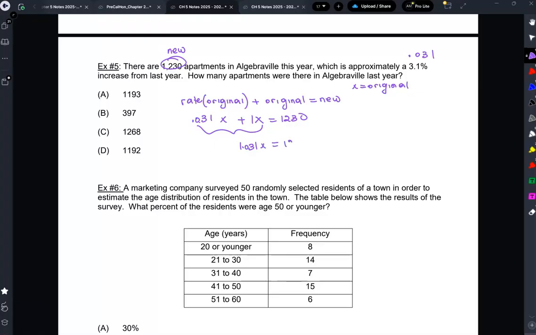Yes. Now what do we do? You divide 1230 by 1.031. Okay. All right. So go ahead and plug that in and let's determine what the answer will be. But do not call out your answer. Okay, you can plug it into your calculators.